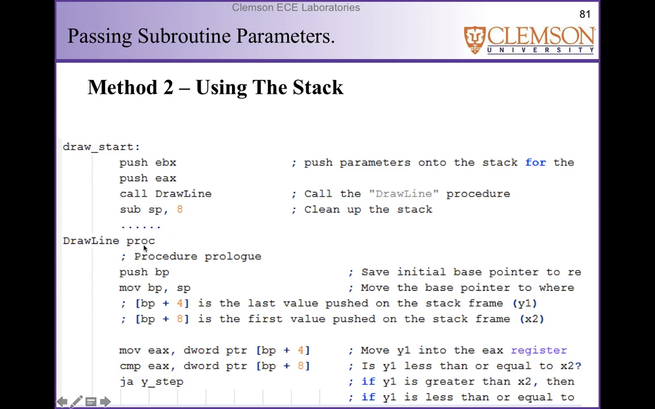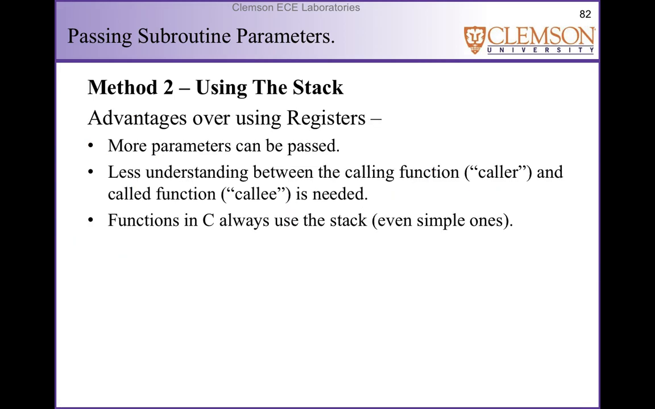But you go inside your function. You want to do the procedure prologue, and then you want to grab what you stored with this, and then start manipulating those parameters to do what you desire for your function. This is much more of a common step than method 1. The advantage over using registers is that you can have way more parameters.